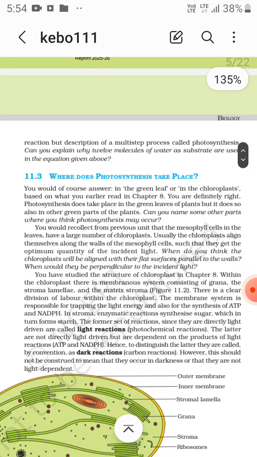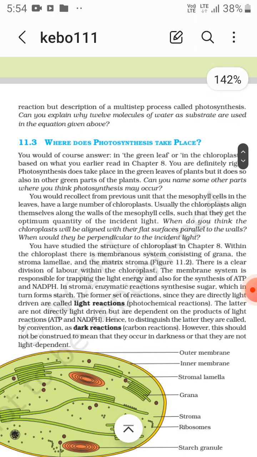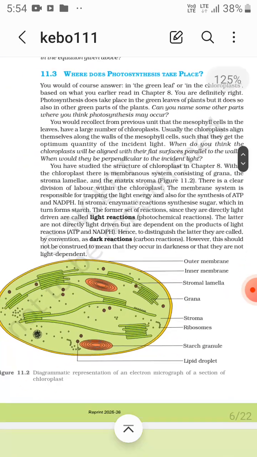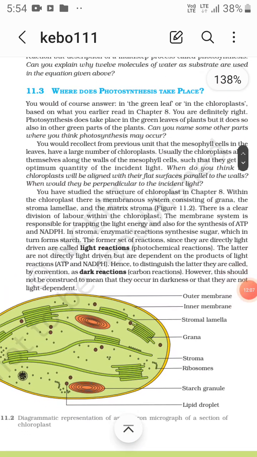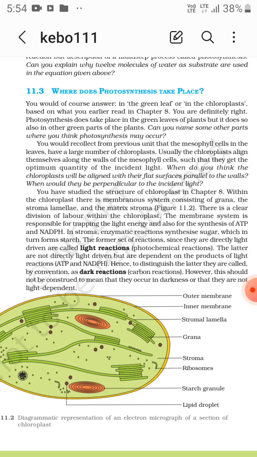Okay, so where does photosynthesis take place? Now this is the paragraph we are going to study. So where does photosynthesis take place? The green leaf or in the chloroplast, right? Can you name some other parts where you think photosynthesis may occur? Photosynthesis does take place in the green leaves of plants, but it does so also in other green parts of the plants.